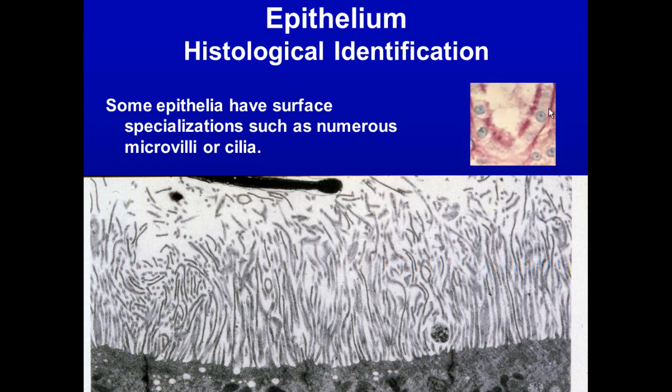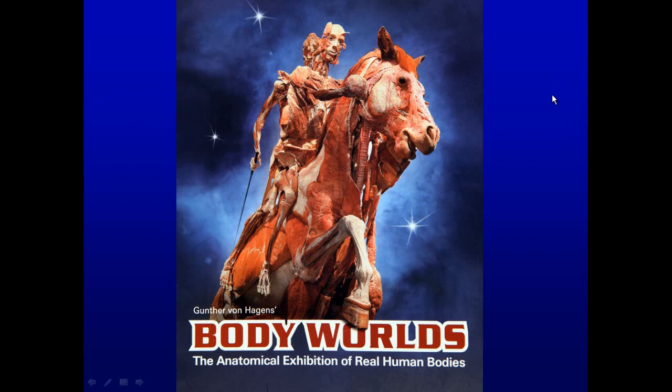And so again, you see the PAS positive base of the cell, the nucleus of the cell, and here's the apex. And these villi have carbohydrates on the surface. That is what is staining with the PAS positive. Also, the carbohydrates are what makes the basement membrane stain as well.